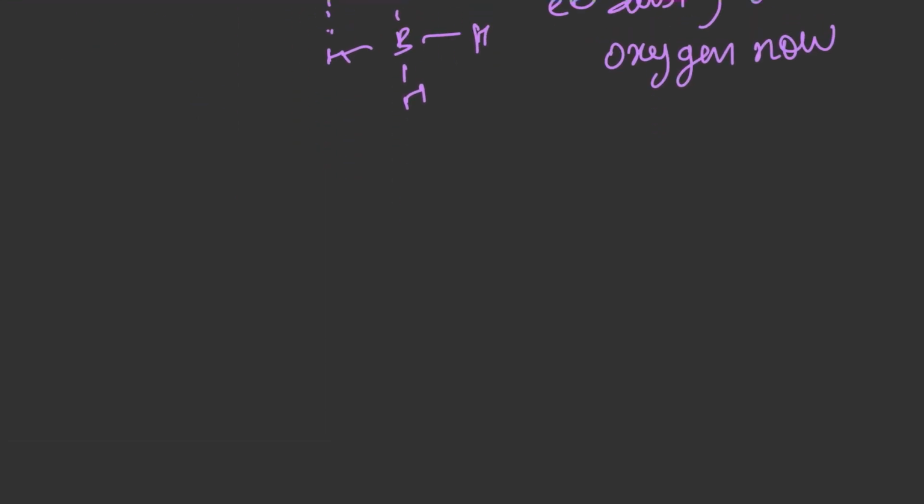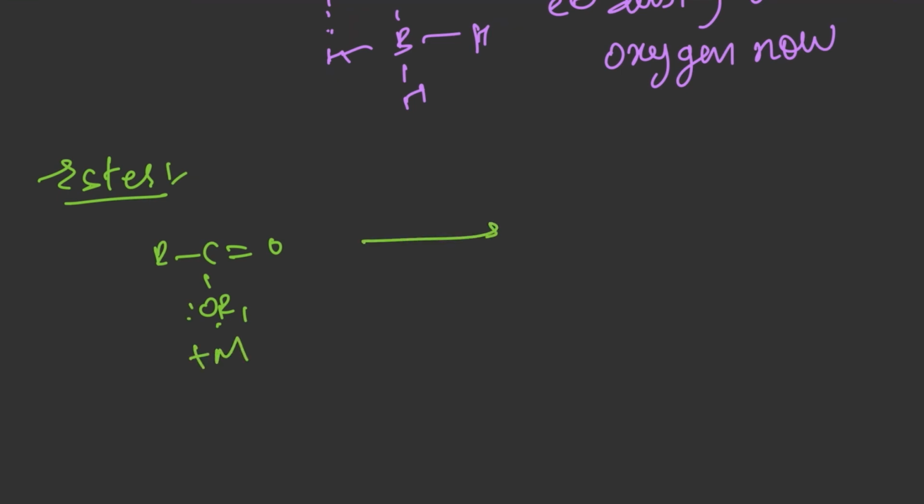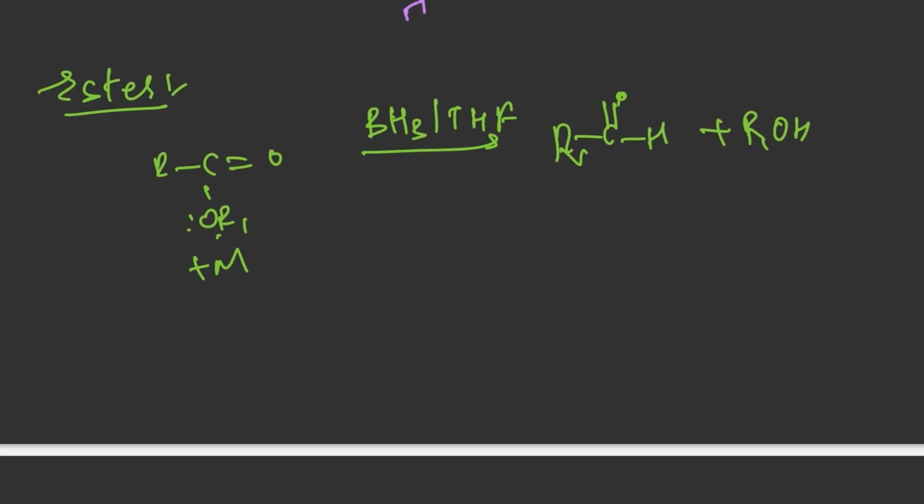Let's talk about ester. In ester, we have R C double bond O O R1. It is showing a plus M effect. So yes, it is increasing the electron density. It will react with BH3 THF to form aldehyde and R1OH. So if we compare the rate, let's do a very good problem.